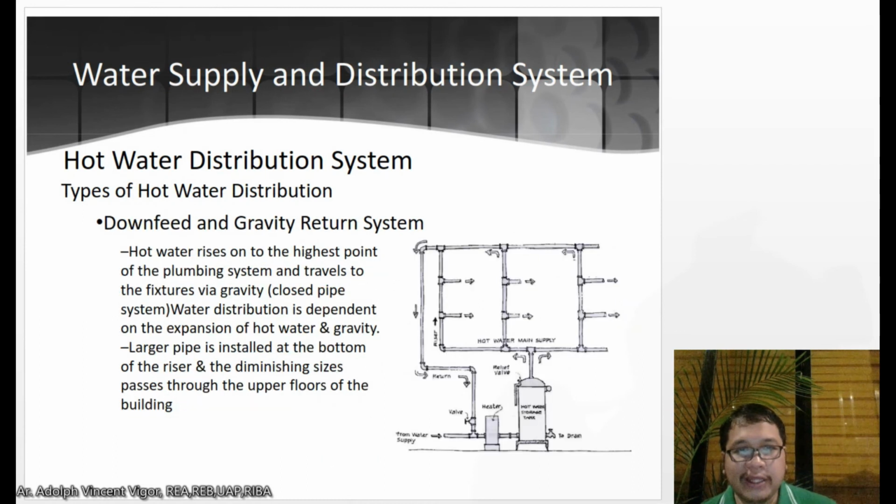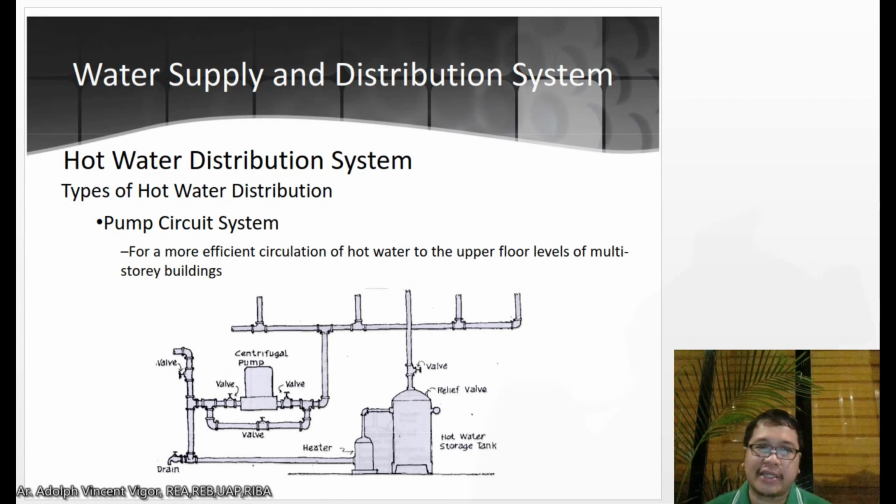Then you have the downfeed and gravity return system. So hot water rises to the highest point of the plumbing system and travels to the fixtures by gravity. For a closed pipe system, water distribution is dependent on the expansion of hot water and gravity. A larger pipe is installed at the bottom of the riser, and diminishing sizes pass through the upper floors of the building. So the pipe diameter becomes smaller as it goes higher. Okay? So this is the downfeed and gravity system.